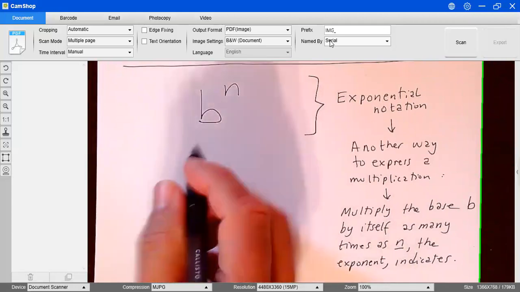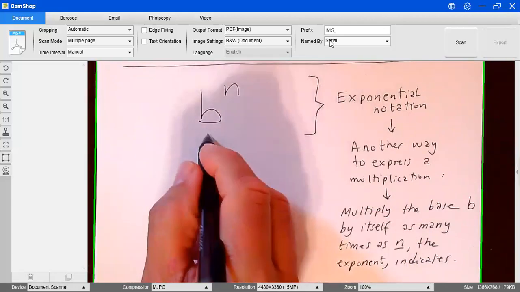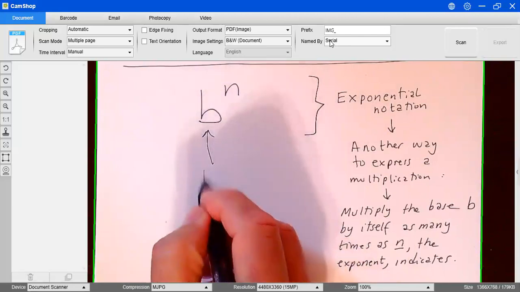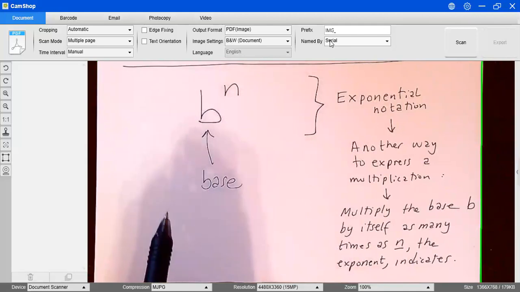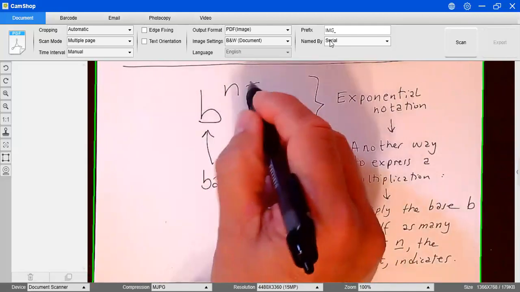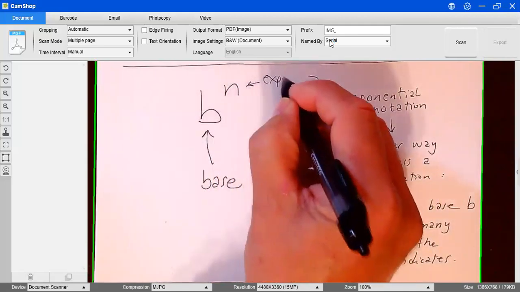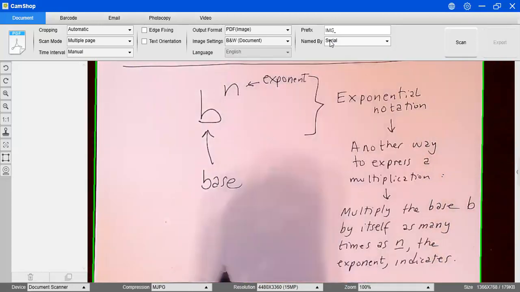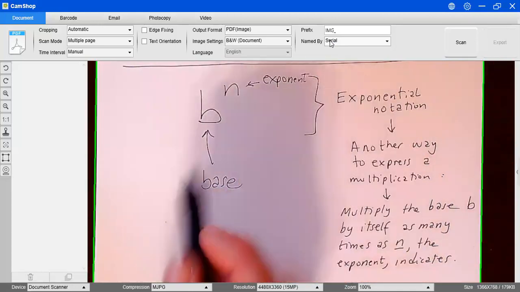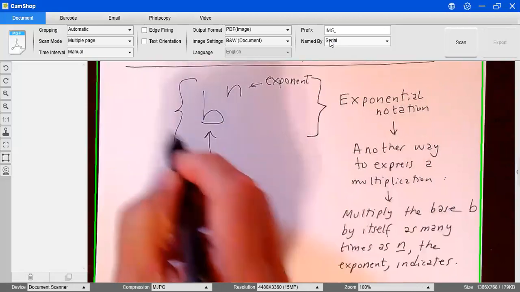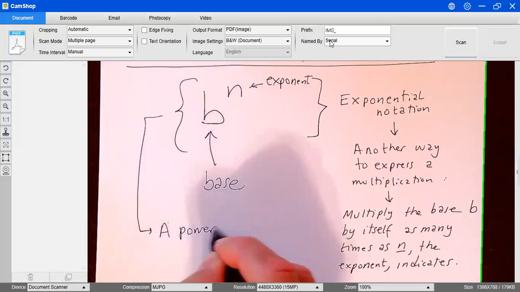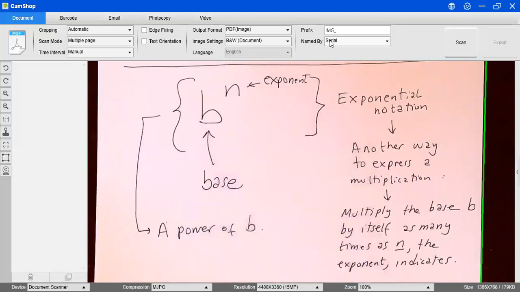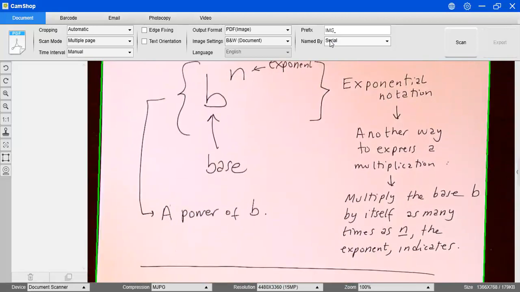And these numbers receive names. So this number is going to be known as the base. That's the reason we are using b. And this number is going to be known as the exponent. So we have the base, we have the exponent. And all together, we can call this a power of b. So there are going to be many powers.